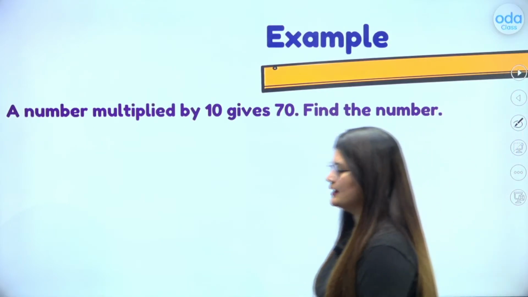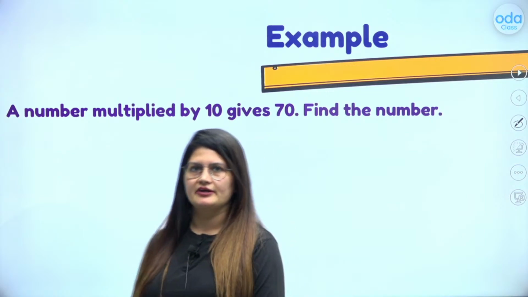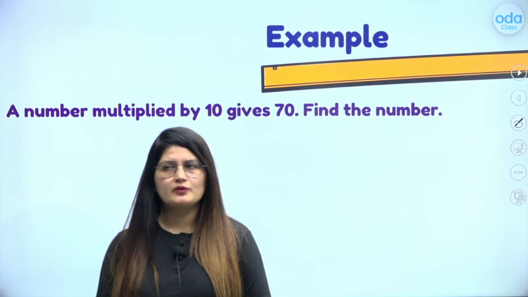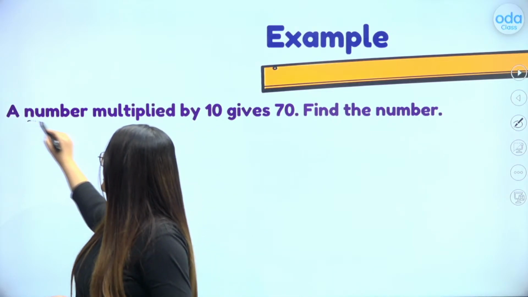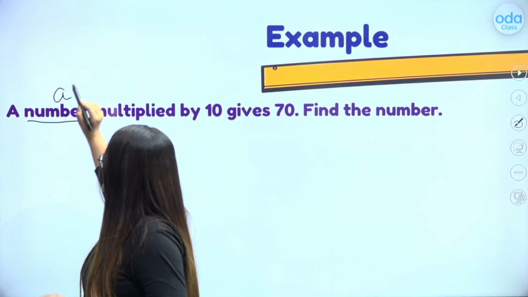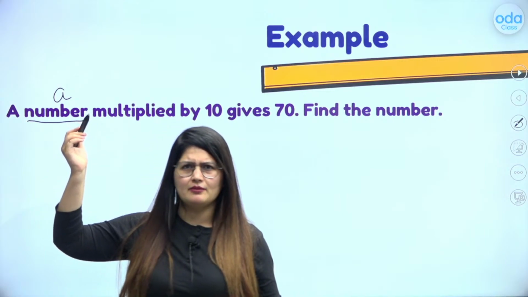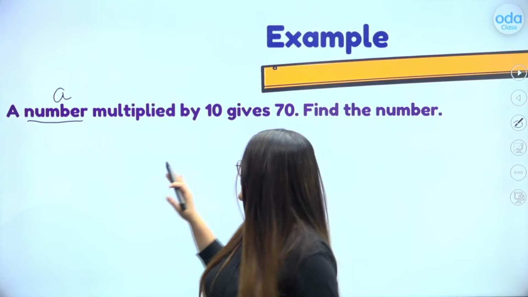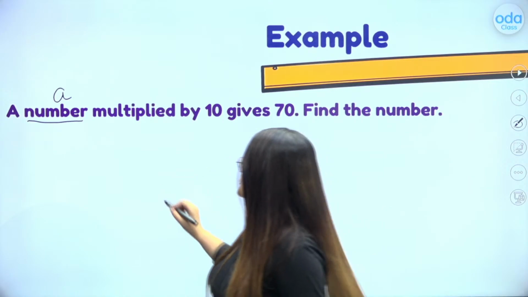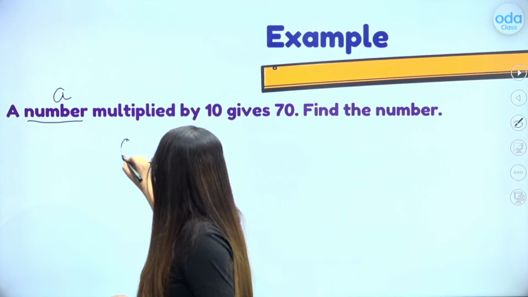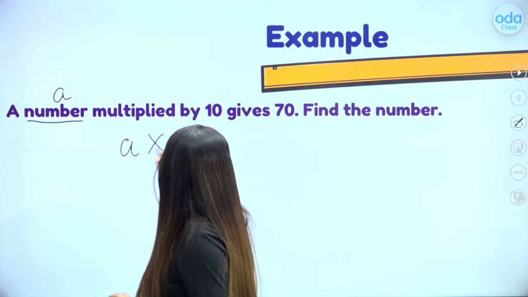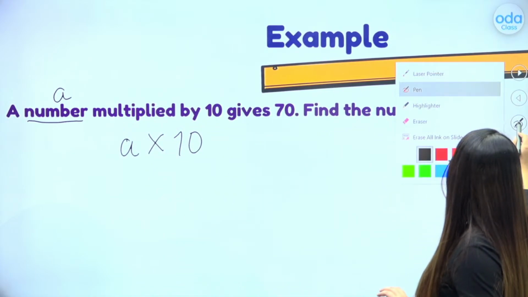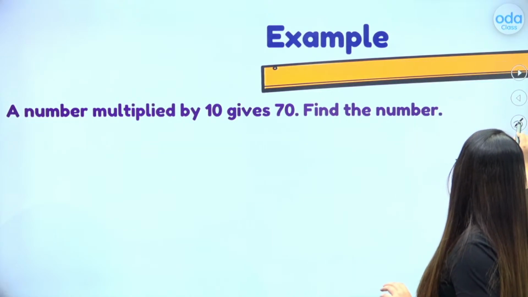A number multiplied by 10 gives 70. Now, if a number is multiplied by 10, that means we have to take the number as a variable. Let's take this as a this time. Okay, let's have a new variable. So, let's just say that a number is a, right? It is multiplied by 10. So, that means we are going to multiply this a by 10. Yes? Clear?